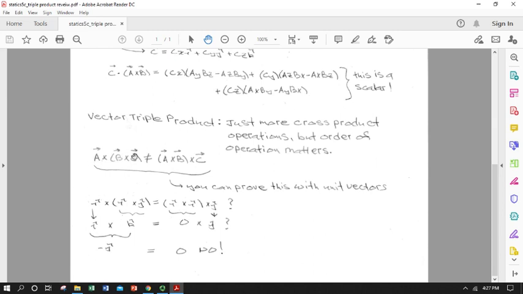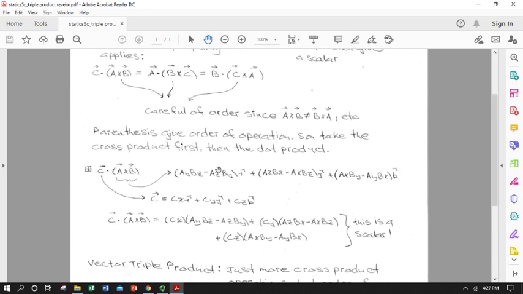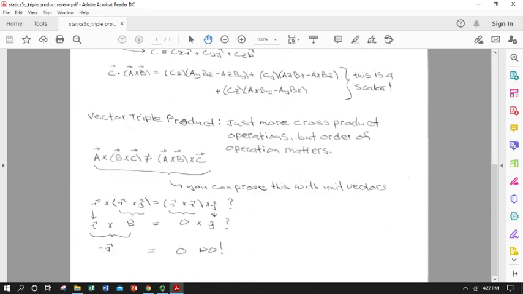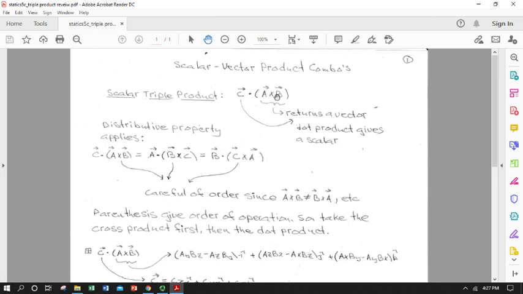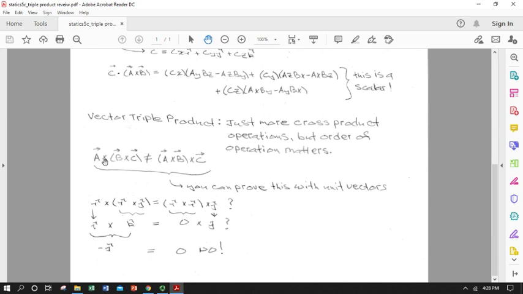You have to evaluate what's in the parentheses first, then cross this. You can't change the order. And that is it for what's called the scalar and vector triple products. So basically, points to remember in both cases: evaluate what's in the parentheses first, work in to out like any other algebraic property. We can apply the distributive property for the scalar triple product. We cannot apply the associative property to the vector triple product, or we get the wrong answer. So we have to evaluate what's in the parentheses first as given.